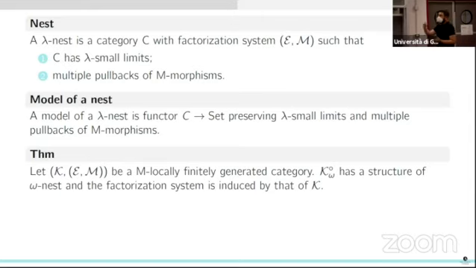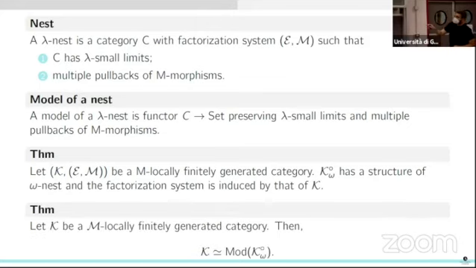Then theorem: if you take K with M to be an M-locally finitely generated category, then this guy, which is precisely who it should be, right, has a structure of omega-nest, and the factorization system is precisely induced by the factorization system on K. This is reminiscent of a very old fact in algebra that if you take a strong quotient of a finitely presentable object, then this is finitely generated. So that's more or less what I'm saying.